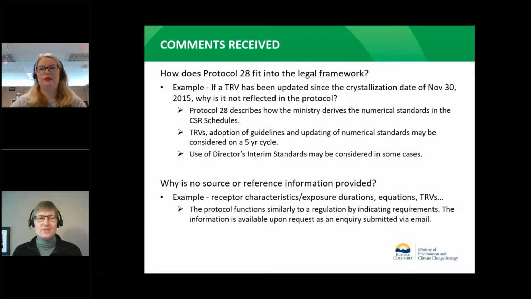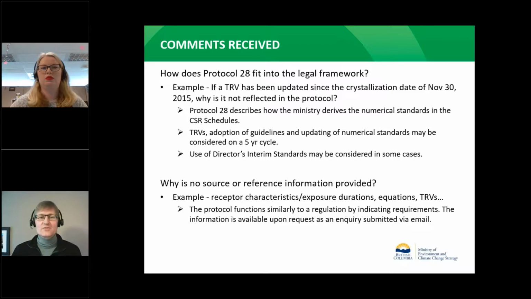Standards are in effect until regulatory change, even upon release of a more recent TRV. Thus, it's possible that a risk-based standard calculated with a defensible TRV may be lower than the CSR numerical standard. The Ministry may consider guidelines and TRVs during the 5-year cycle of review as per CSR Section 68. Director's interim standards set out in EMA may also be considered in special cases.